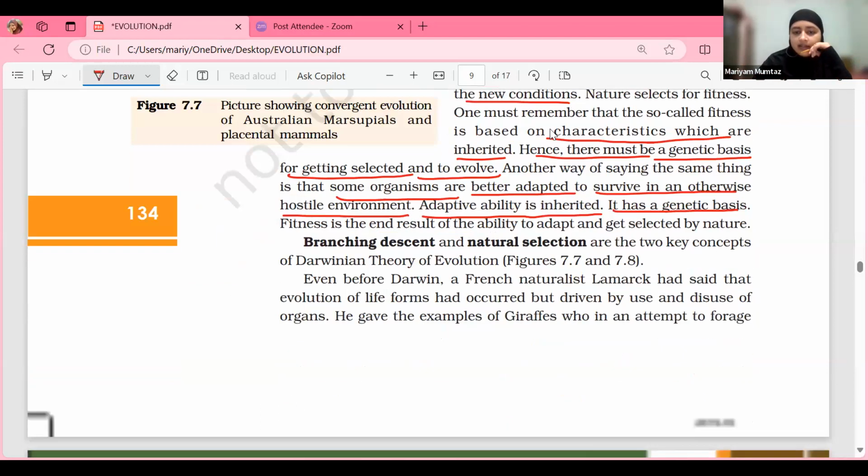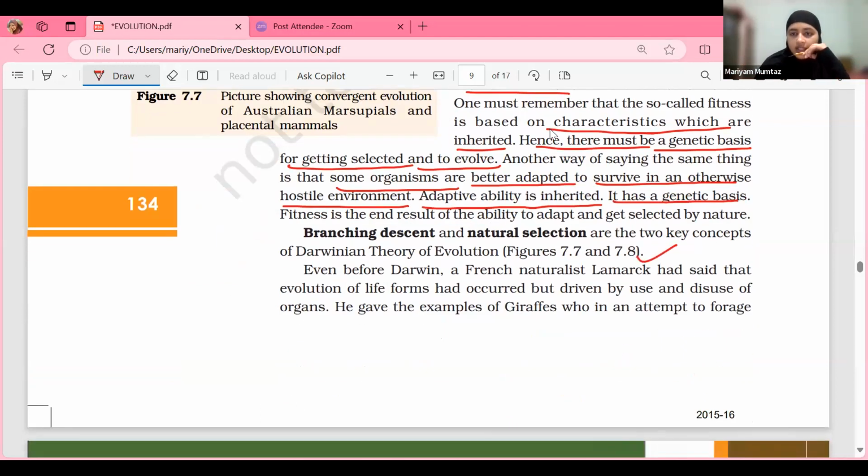So we'll study till here only. Talking about the two concepts that come under the Darwinian theory of evolution: the first one is branching descent and the second one is natural selection. These are the two key concepts. They directly ask you the question as to what are the two key concepts, explain them. Explanation of both of them I will do in the next class, but up till now you should know that the two key concepts are branching descent and natural selection. Any doubts up till now?